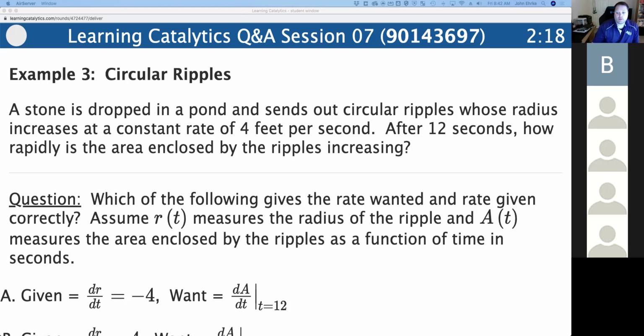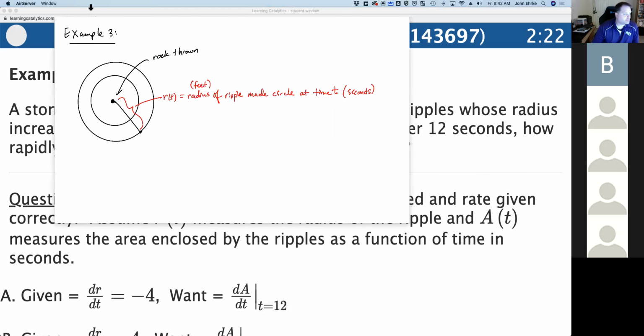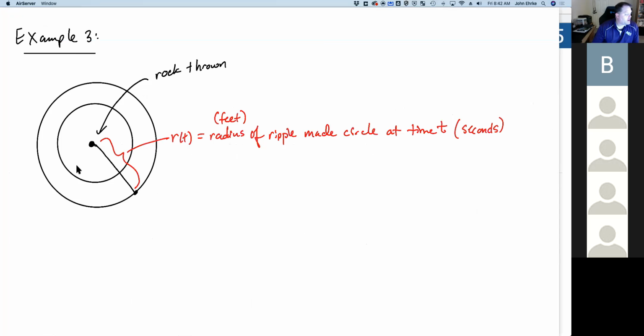We can't see the diagram. Oh, sorry. There you go. So the rock is thrown into the pond. You've got these concentric circle ripples that form from it. And the outermost ripple has a distance from where the rock is thrown. I'll call it the radius of the circular ripple. The radius of that is r of t. So that radius is increasing over time.